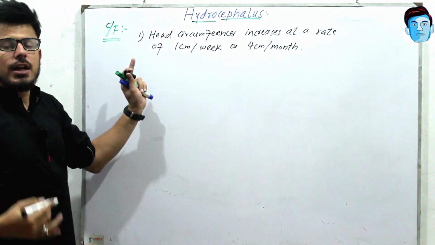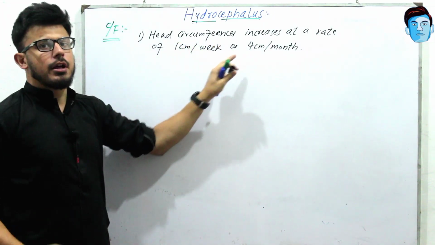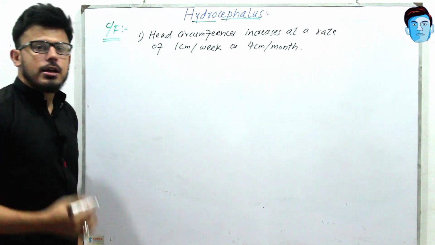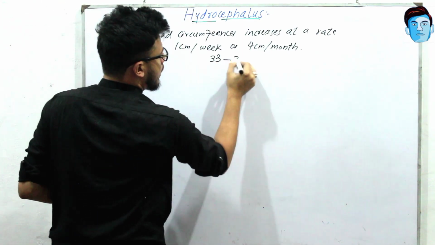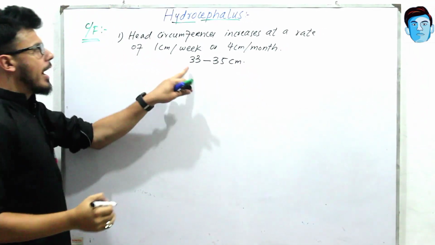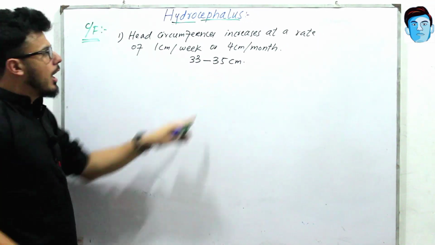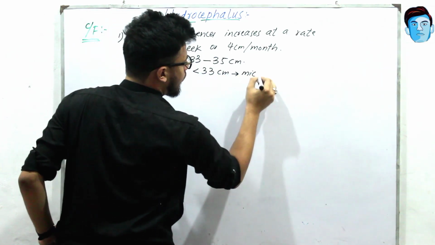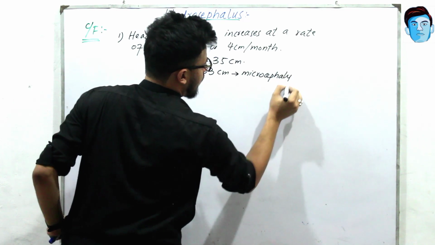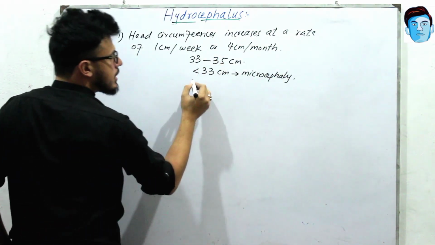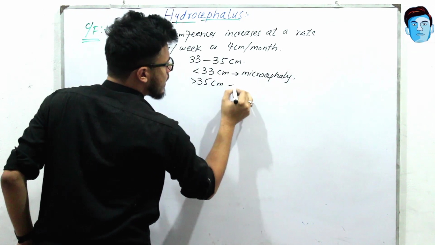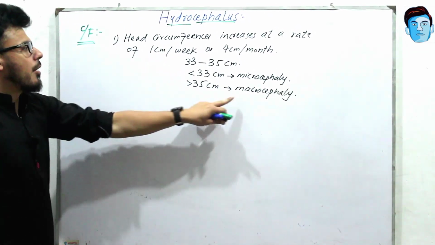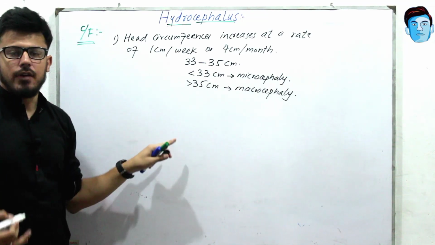So in hydrocephalus condition, the head circumference increases at a rate of 1 centimeter per week or 4 centimeter per month. The normal head circumference is 33 to 35 centimeter. If the head circumference is less than 33 centimeter, it means there is microcephaly, meaning a small head. While if the head circumference is more than 35 centimeter, that is called macrocephaly. So in hydrocephalus condition, there is macrocephaly.